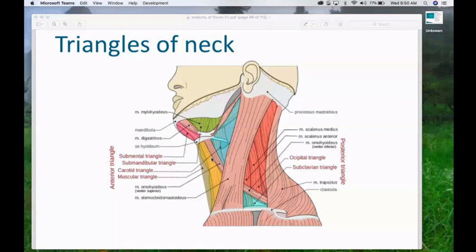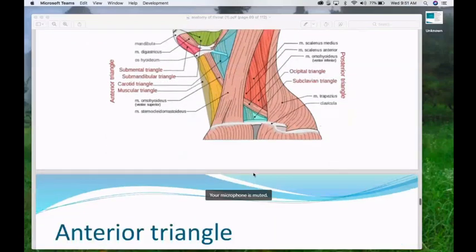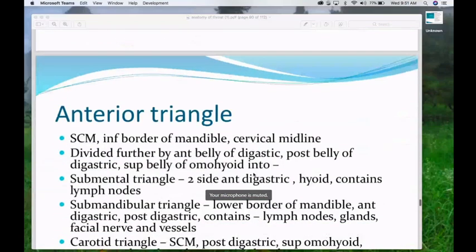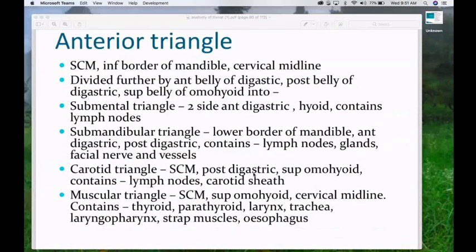So this is the triangle of the neck. Okay. So this one is the anterior triangle of the neck and this is the posterior triangle of the neck. So this anterior triangle of the neck, how is it made?